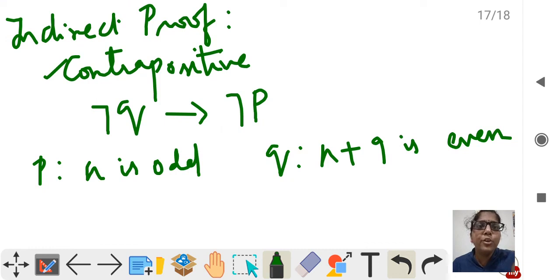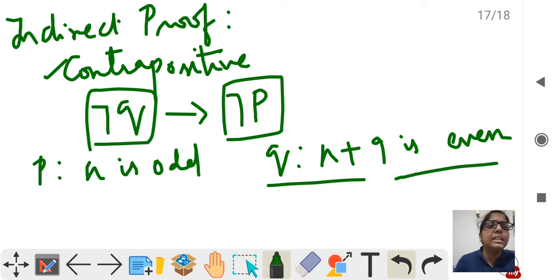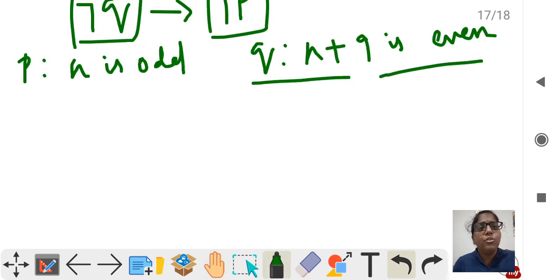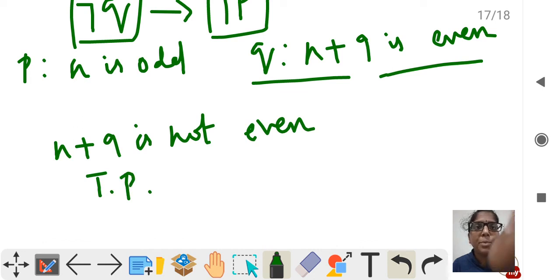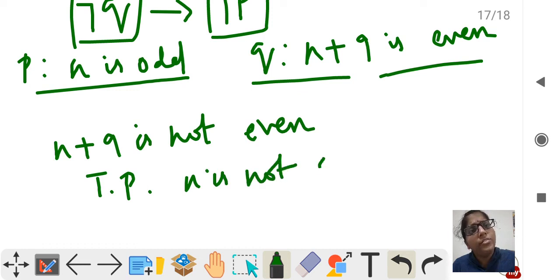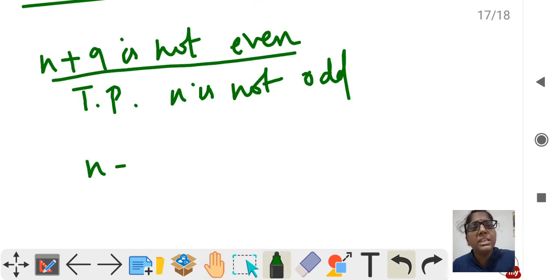So for indirect proof, we are going to prove by the contrapositive way. We take negation Q and prove negation P. What is negation Q? It is n plus 9 is not an even integer. We take n plus 9 as not even, and we have to prove negation P. What is negation P? It is n is not odd. If it is not odd, it is even. We have to bring it to even. So n plus 9 is not even means it must be an odd number.